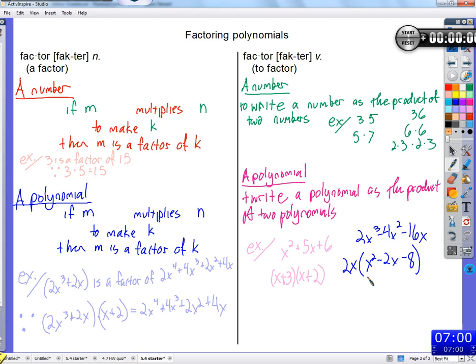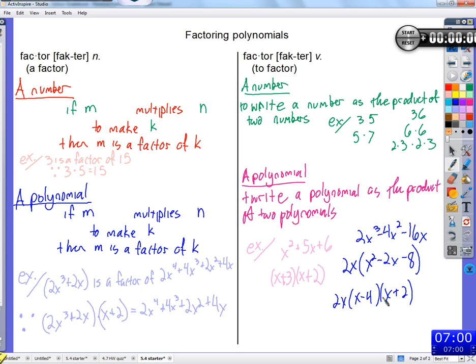Do you have it? Yeah, Katie? Think so? Okay, let's see what you got. 2x times... There we go. If we were to distribute this into that, then we'd get that, and we'll distribute this into that, and we'll get this, right? So it's factored. It is the product of prime polynomials. You can't factor this anymore.